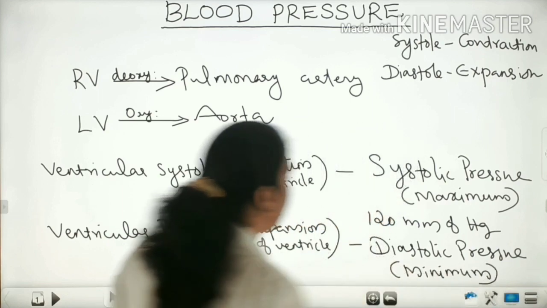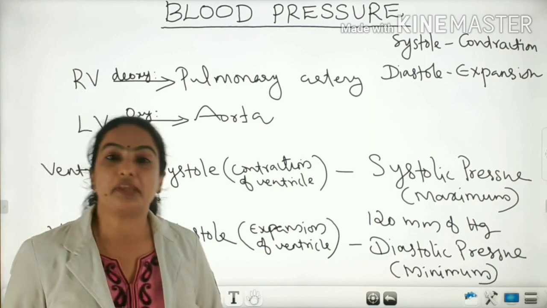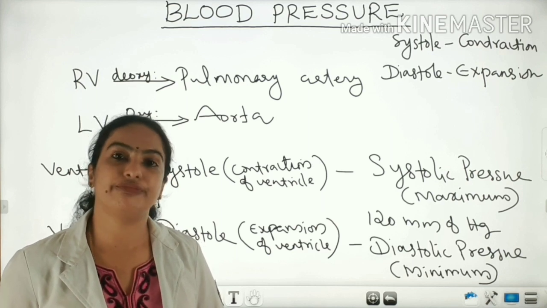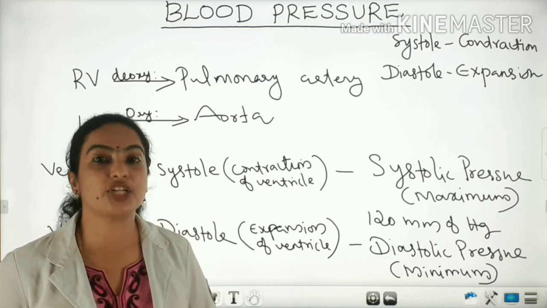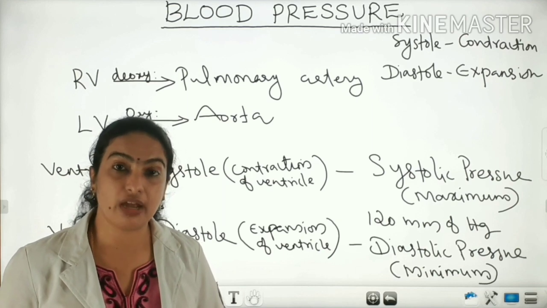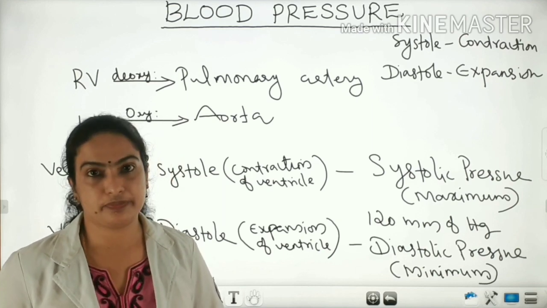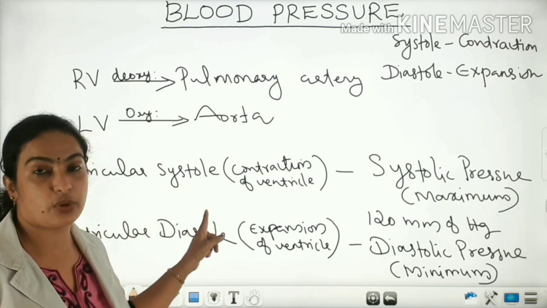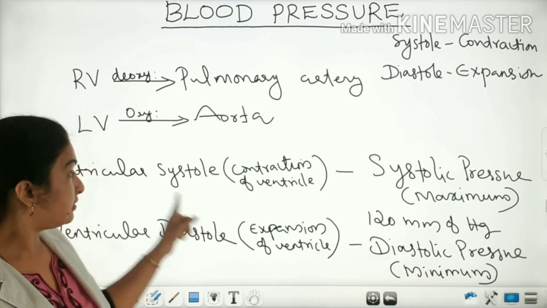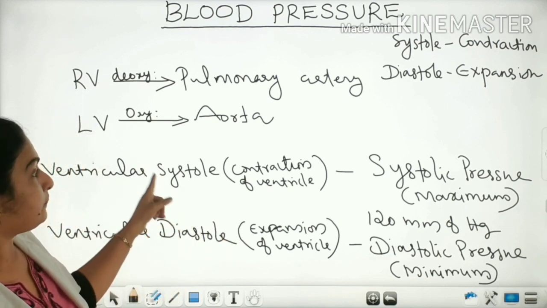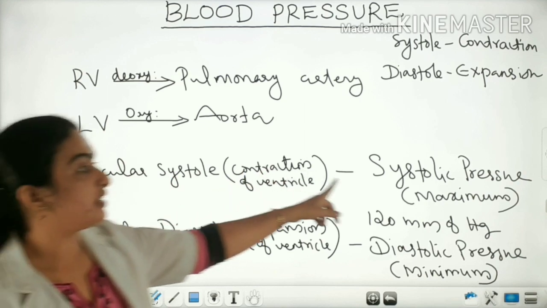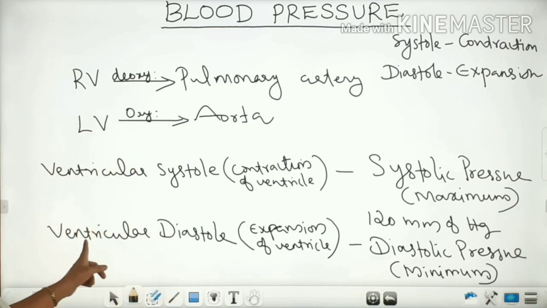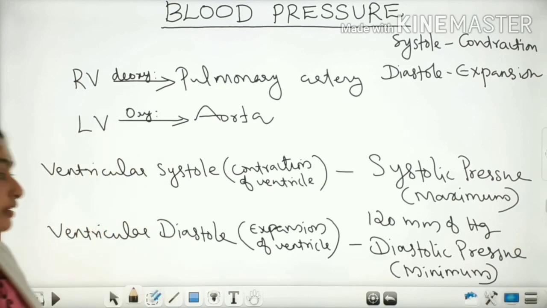Minimum pressure. How can we define this diastolic pressure? The pressure of blood inside the artery due to the expansion of ventricle, or we can say the pressure of blood inside the artery due to ventricular diastole. So what is ventricular systole? The contraction of the ventricle is known as ventricular systole. When the ventricle contracts, there is a maximum pressure, and that pressure is known as systolic pressure. And the expansion of ventricle is known as ventricular diastole.